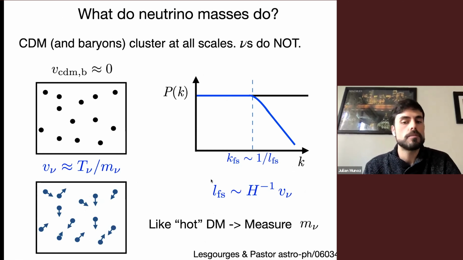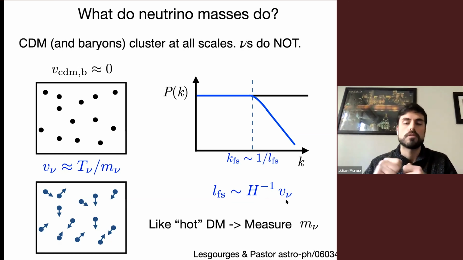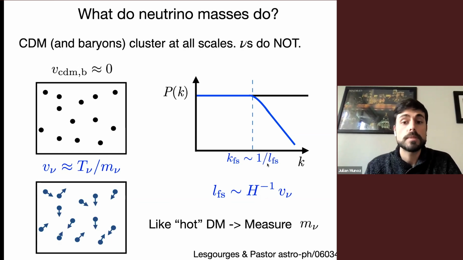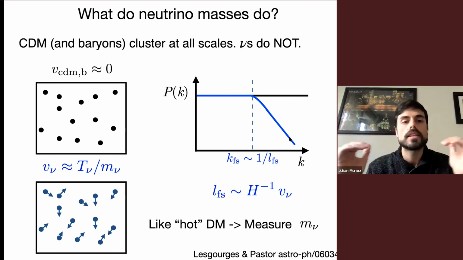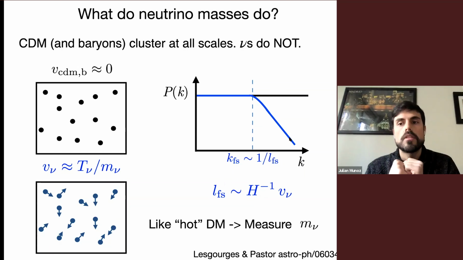And this gives them a free-streaming scale, which is roughly given by the Hubble time times their velocity. So how far they've been able to travel in a Hubble time. And this means that scales below some wave number, which is the inverse of this length, do not cluster. The power spectrum is suppressed. And the fact that they don't cluster means that the power spectrum will change, but even if you were looking only at the cold dark matter and baryon component, their growth of structure is slower.